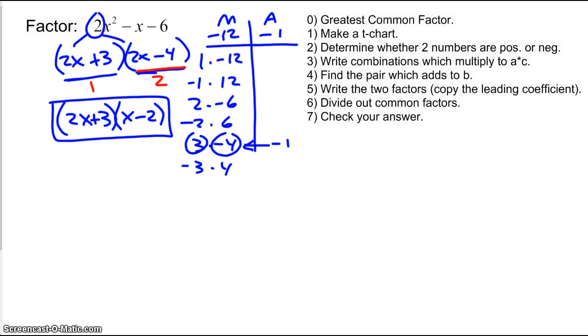So the change to the procedure from the second video is that you just copy the 2, and then you divide out any common factors within each factor. Okay, let's double check though. We should always do that, especially when we have these more complicated cases.